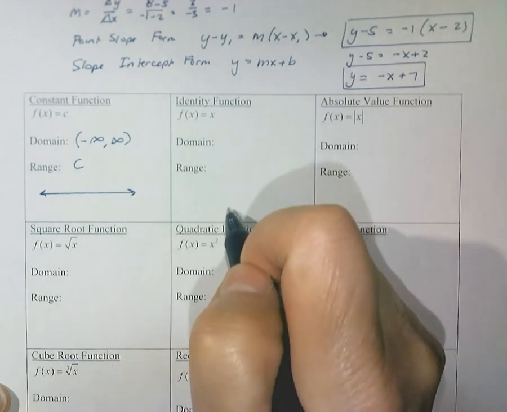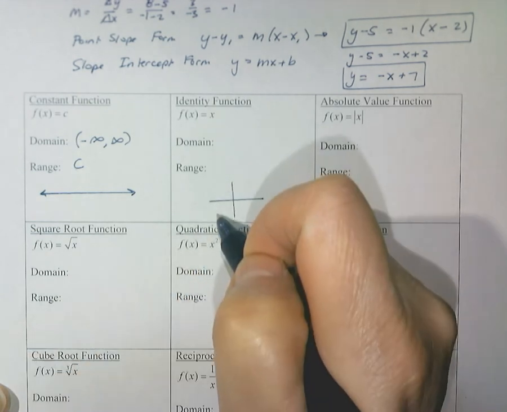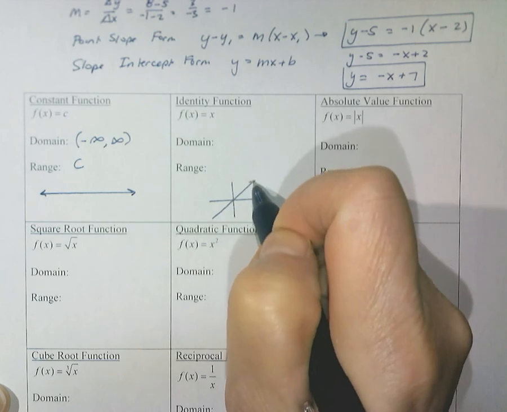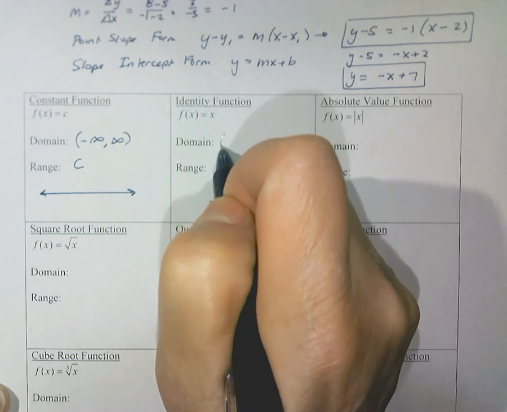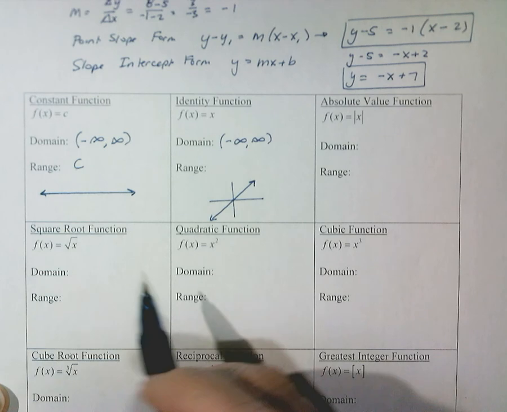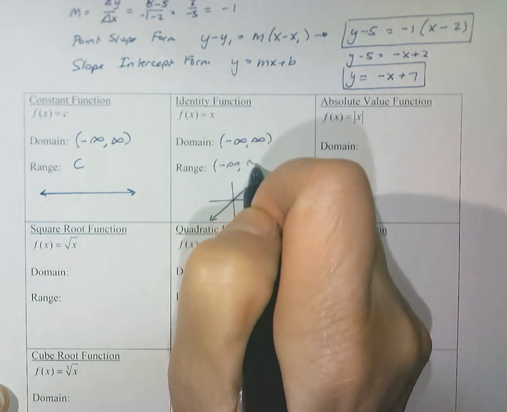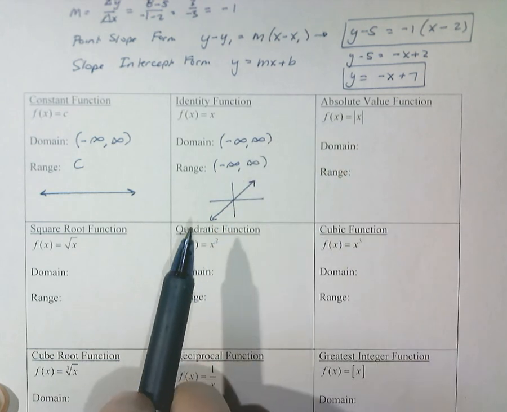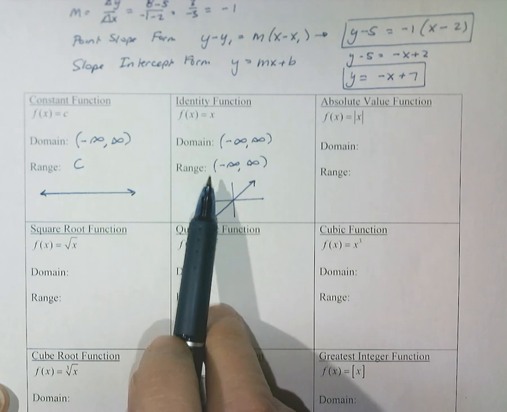The identity function, if I were to graph that on a coordinate plane, y equals x has a slope of 1 and it has a y-intercept of 0. That's what the identity function looks like. So my domain is all real numbers. It keeps going forever left and forever right. And then my range is also all real numbers. The lowest it's going to go is negative infinity to infinity. And notice, like I said before, interval notation, the smallest number is always on the left.